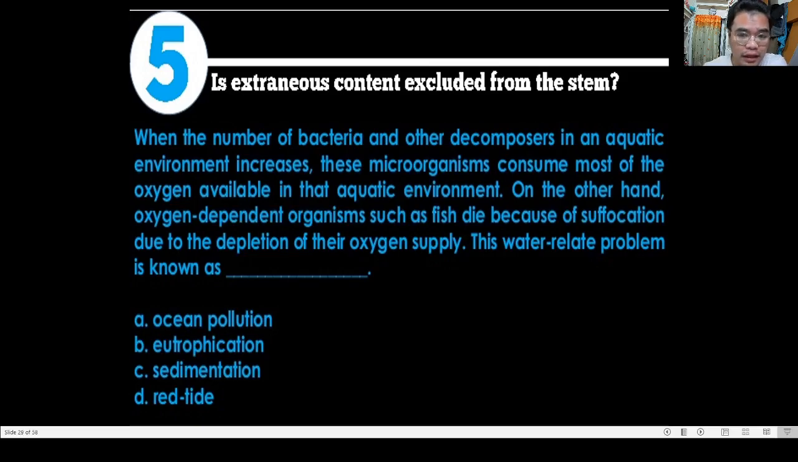So for example, napakahaba, right? When the number of bacteria and other decomposers in an aquatic environment increases, these microorganisms consume most of the oxygen available in that aquatic environment. On the other hand, oxygen-dependent organisms such as fish die because of suffocation due to the depletion of their oxygen supply. This water-related problem is known as, diba? So, ang dami mong sinasabi. So, you could cut some parts of these, and then still the students could get the correct answer.